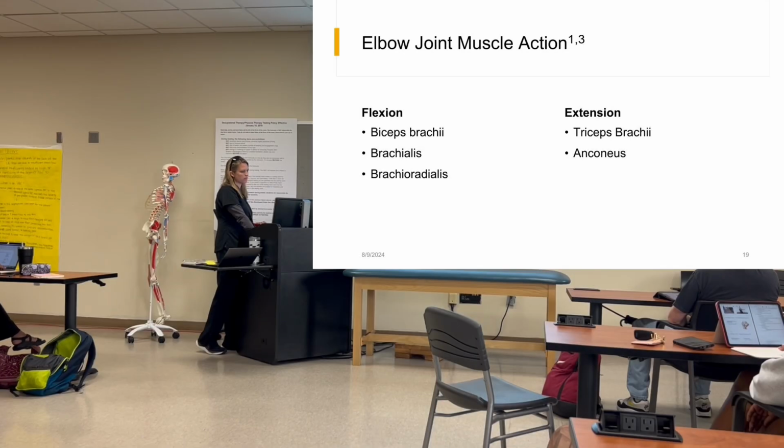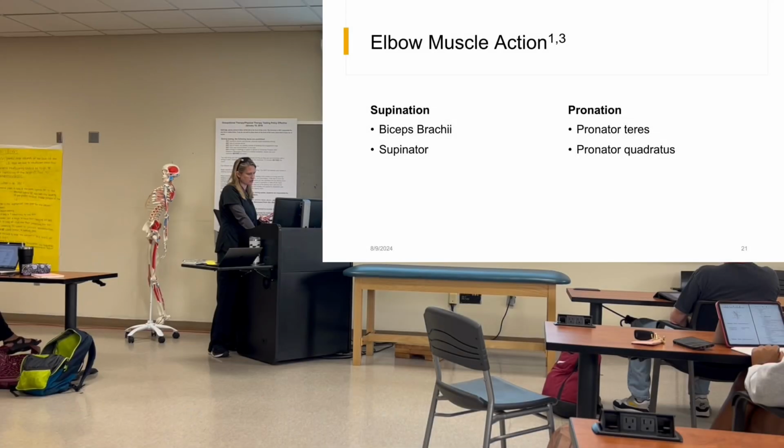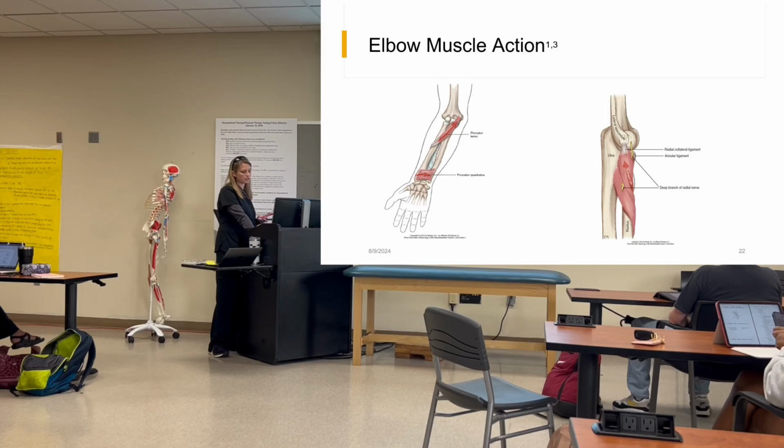Of course, we know what muscles are involved in the elbow. We've got our flexors, the biceps, brachialis, brachioradialis, and the triceps and the anconeus are going to be our extensors. Supinators, we know that biceps is a supinator, which is why we test MMT in that position. Along with supinator, pronators, we've got pronator teres and pronator quadratus, one inserts at the lateral epicondyle, the common extensor tendon, versus at the medial epicondyle, the common flexor tendon.